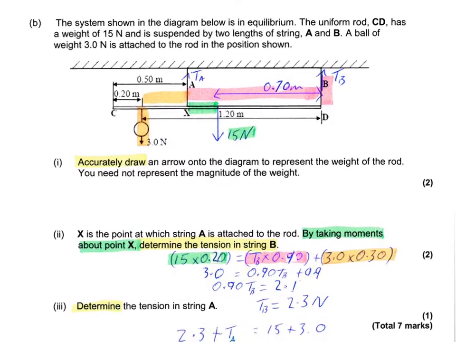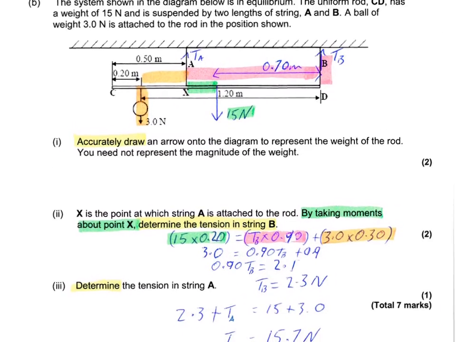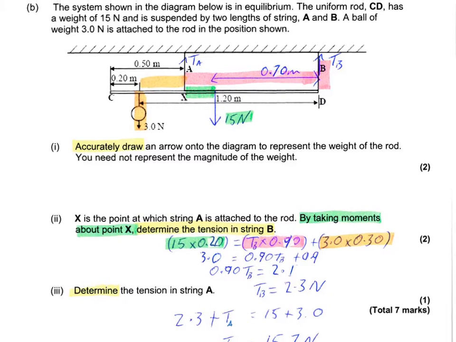X is the point at which string A is attached to the rod, and we're asked to take moments about X, so it's important that we do it taking moments about the point we're told to, if we're given one to do, to determine the tension in the string at B. So that's TB by my notation, by the arrow that I've added on.